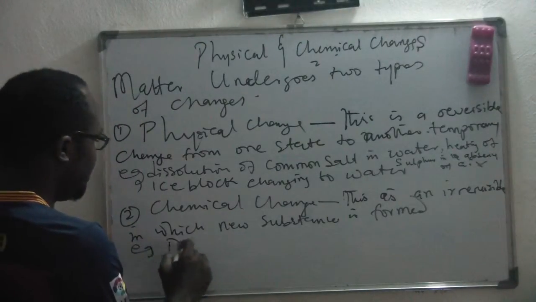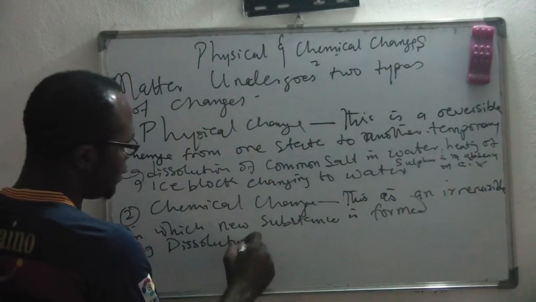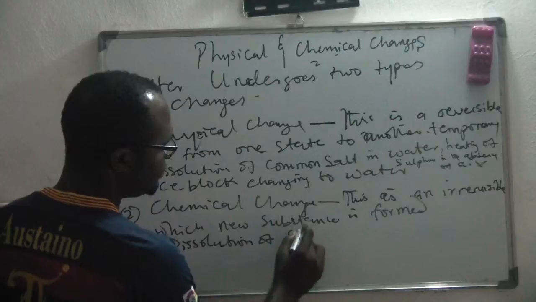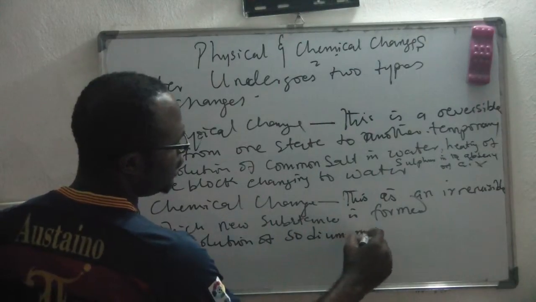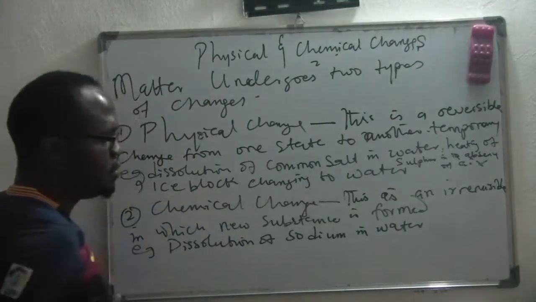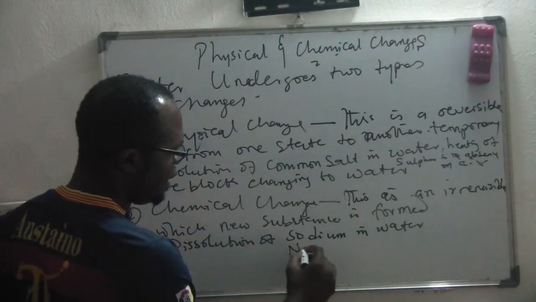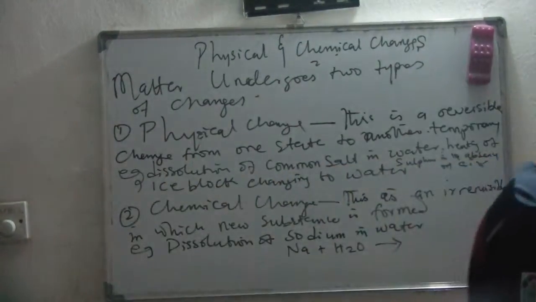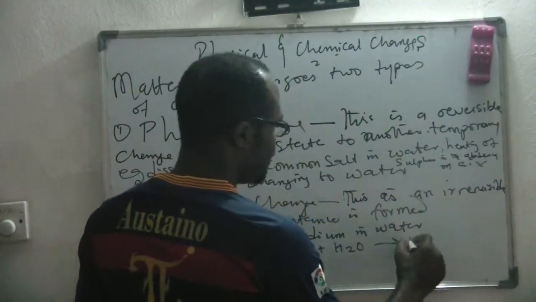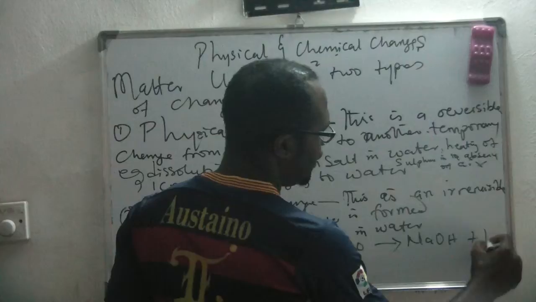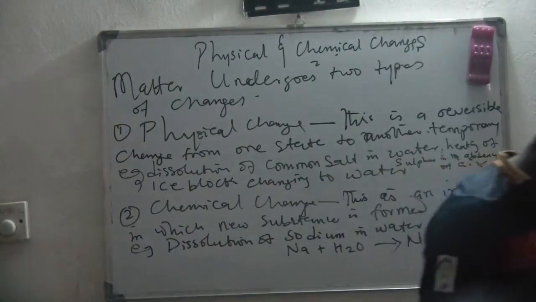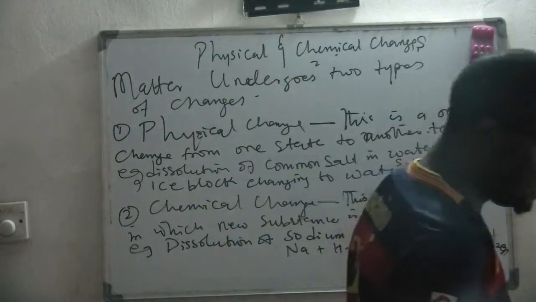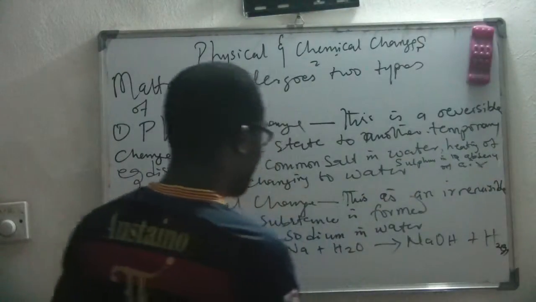Example is the dissolution of metal sodium in water. What is the chemical reaction? Na plus H2O gives us sodium hydroxide plus hydrogen that is given up. Is that clear? Yes, sir. Is that clear? Yes. To balance the equation.